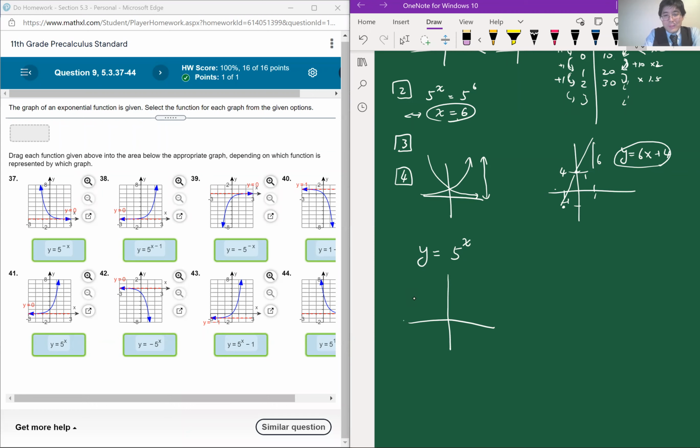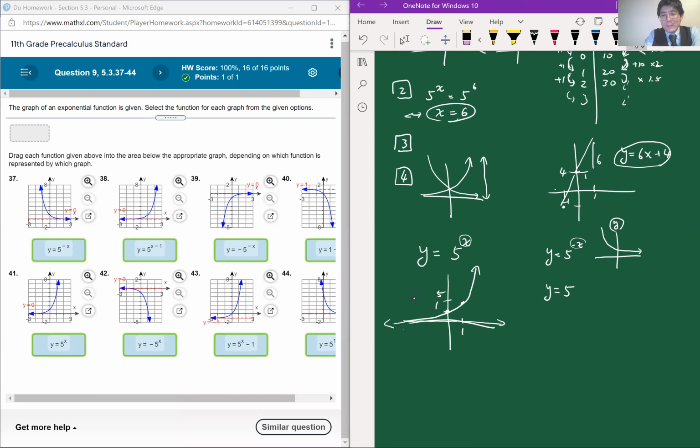So 5 to the power of x looks like this. It goes through (0, 1) and (1, 5), and it has a horizontal asymptote at the x-axis. Okay, so first one, y is equal to 5 to the power of negative x, is replacing x by negative x. So it's going to flip everything with respect to the y-axis. So the graph looks like this.